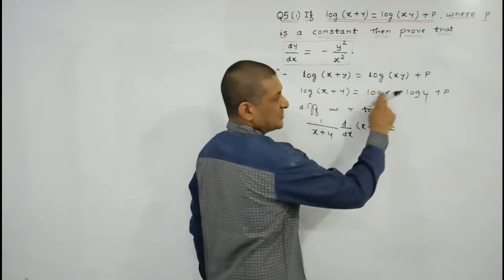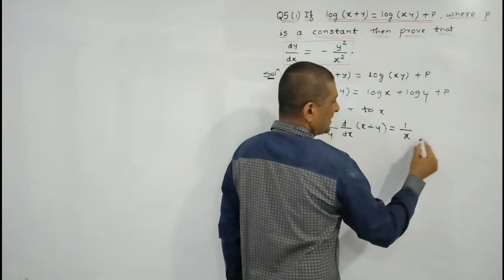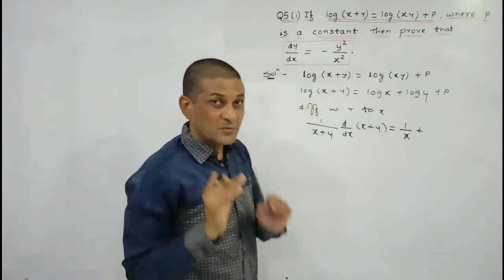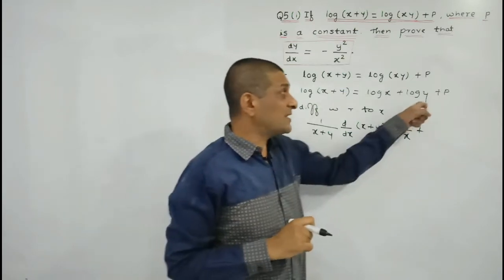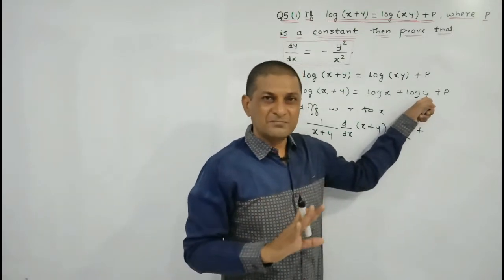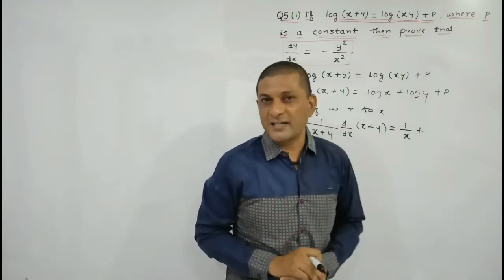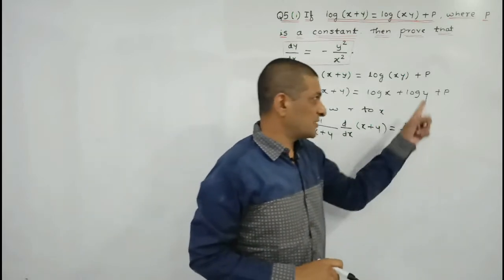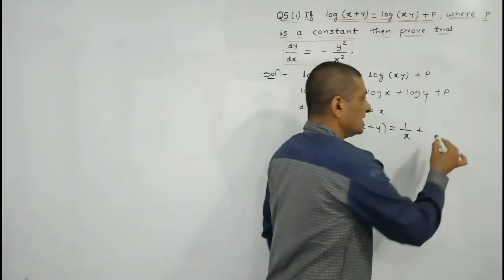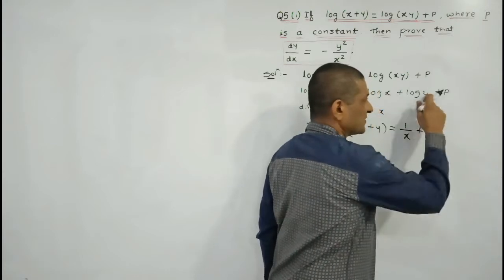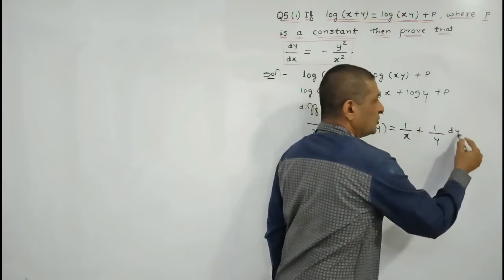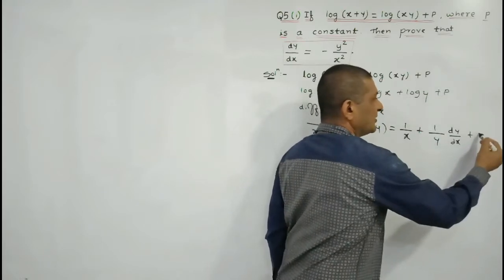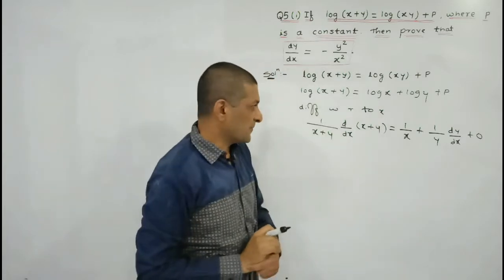Now on this side, the derivative of log x will be equal to 1 upon x. Derivative of log y: instead of x, if any other term appears, we will consider it as f of x, means it is in the form of log f of x. Its derivative is 1 upon f of x. What is f of x? y. So its derivative is 1 upon y into the derivative of f of x, means the derivative of y is dy by dx, and lastly the derivative of this constant term will be equal to 0.